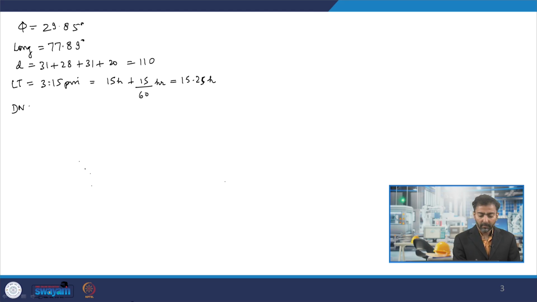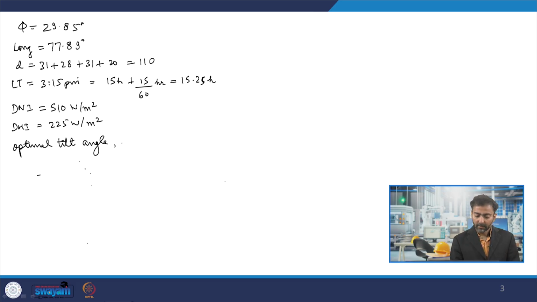DNI is given in the problem as 510 watt per meter square. DHI is also given in the problem as 225 watt per meter square. And as the problem says that we have the optimal tilt angle at that location for our PV system. So optimal tilt angle beta is same as phi, and therefore this will be 29.85 degrees again.